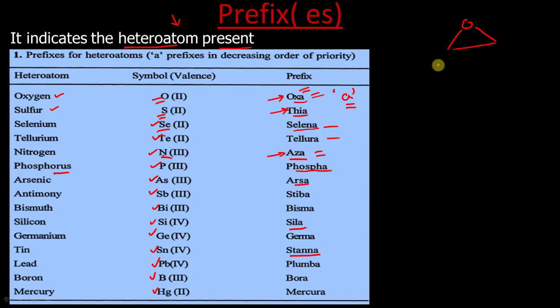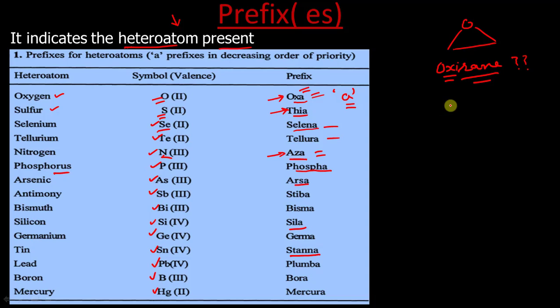Its name is, we will see how it is derived, oxirane. We call it oxirane. You can see it starts with oxa, oxirane. So how this name has been derived, that we will see in our next slide. So this was about prefixes for different atoms. The best way to remember is to keep using them. So take this table with you whenever you name some heteroaromatic compound.